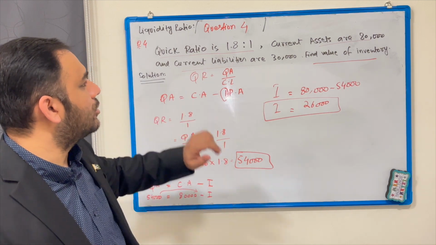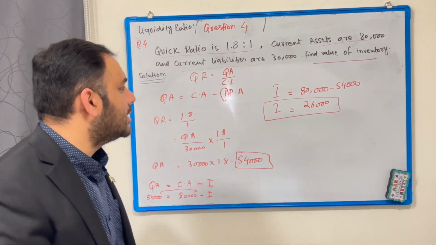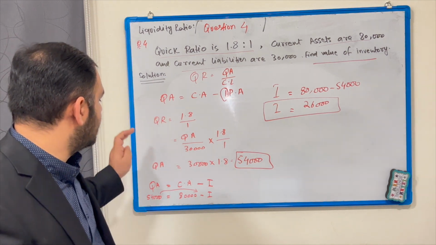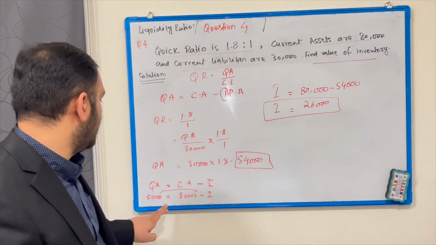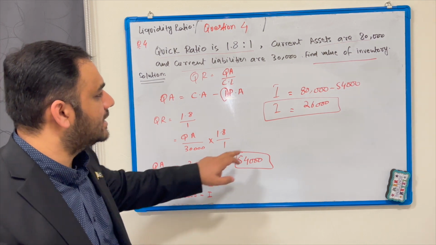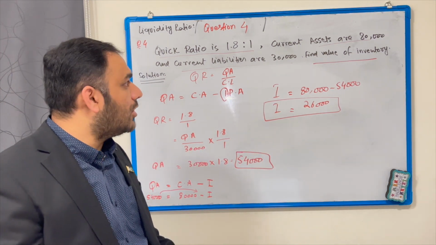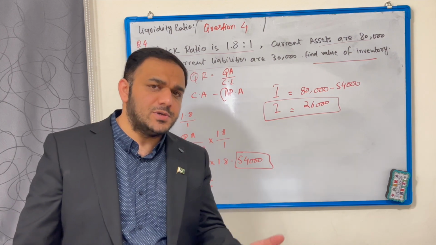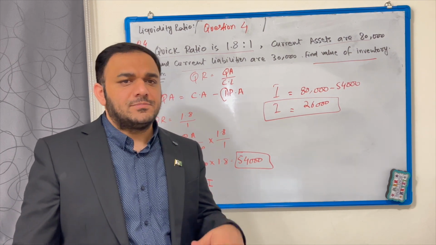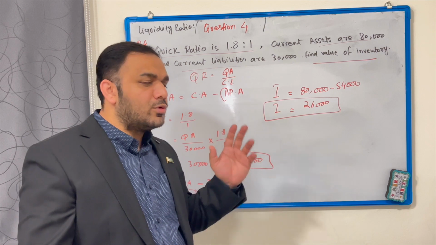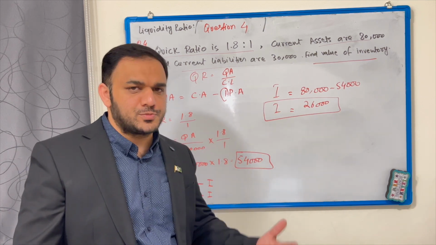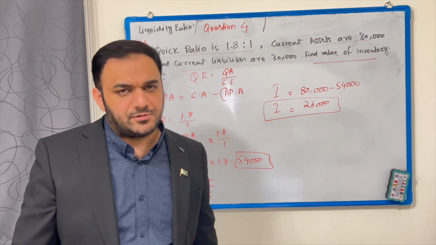Here quick assets were not given, only current assets were given. So for that we applied the formula for quick assets. After that we found the quick assets, then we applied the formula to find the inventory. This is how you will solve quick ratio questions when quick ratio is given, but some things related to the formula are not given. Okay, you will use this kind of formulas to find out those particular things. Let's see question number 5.